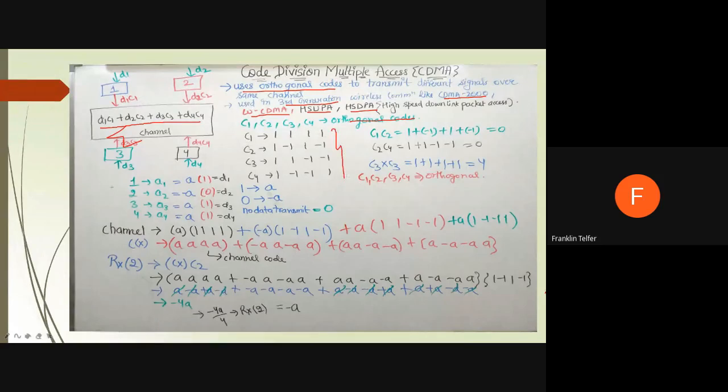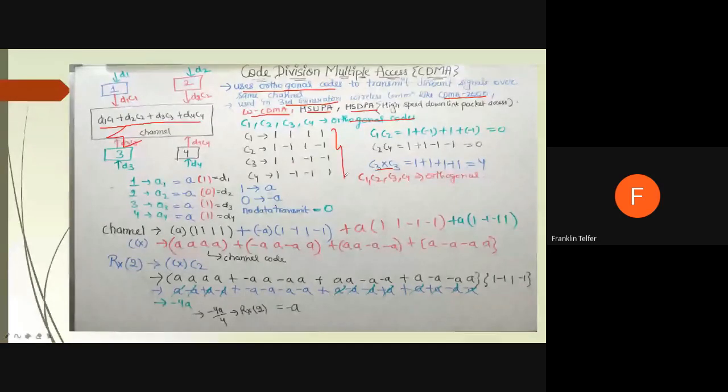Okay, so when you multiply both together, you get 0. But when you multiply the same codes, C3 and C3, you get 4. So you cannot do that. It is expressive only when two different codes are multiplied, you get 0. So likewise, the orthogonal function is satisfied.